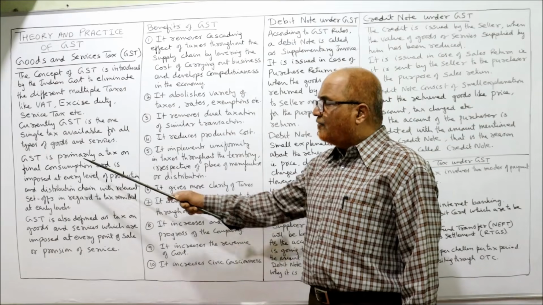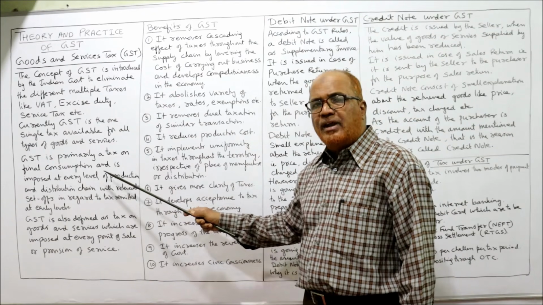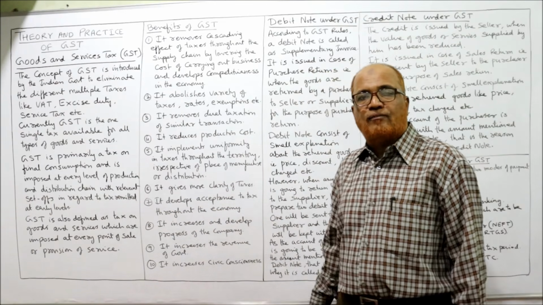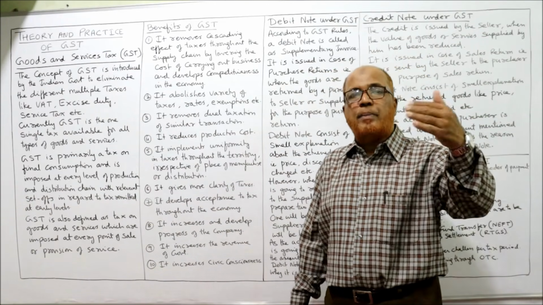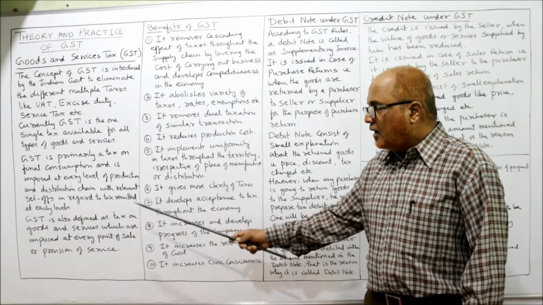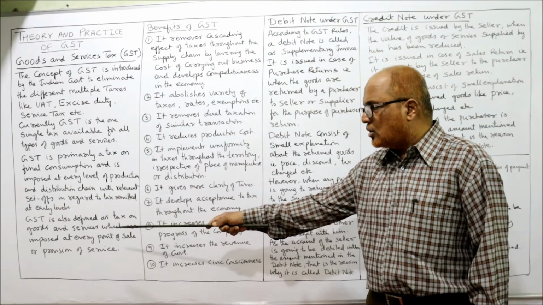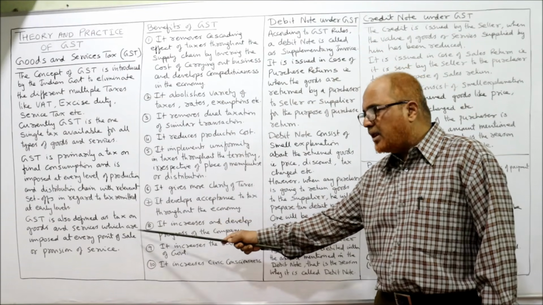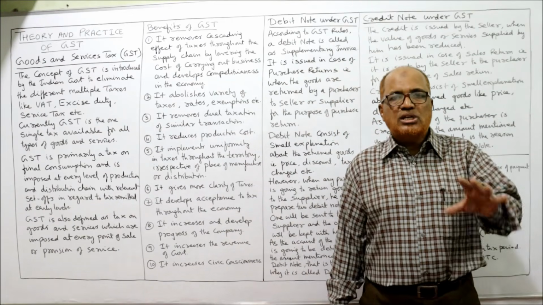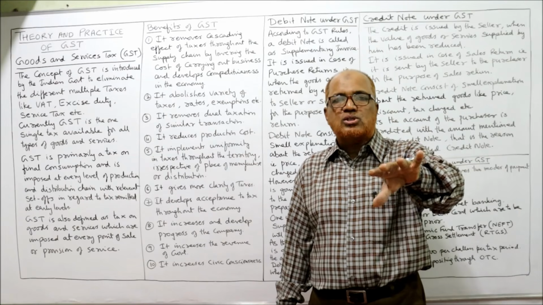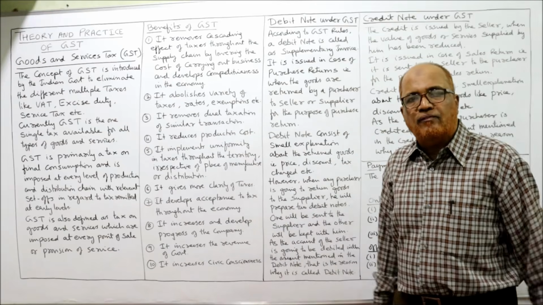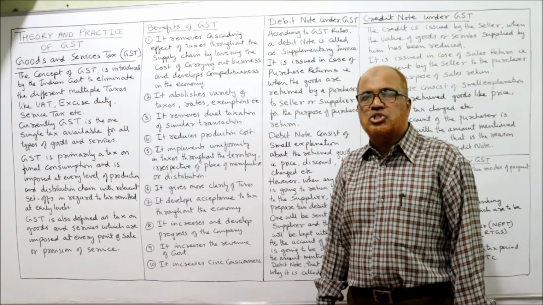That is the meaning. Final consumption, and it is imposed at every level of the production and distribution chain, with relevant set-off. Set-off means whatever was already paid at the time of purchasing the goods will be deducted. Now, GST is also defined as a tax on goods and services which is imposed at every point of sale or provision of service. So GST includes both tax on goods and tax on services. That is the brief introduction of the term GST.